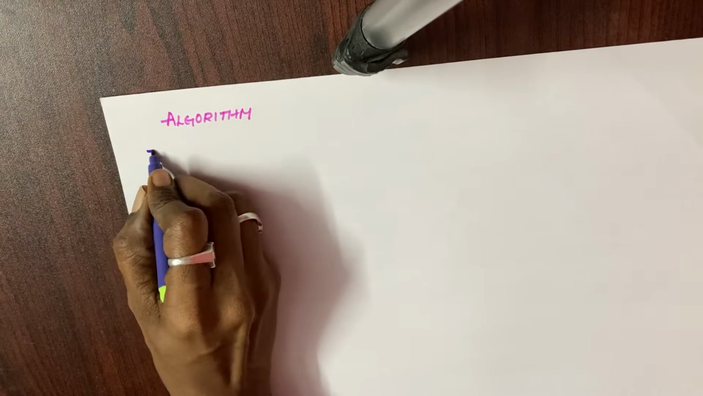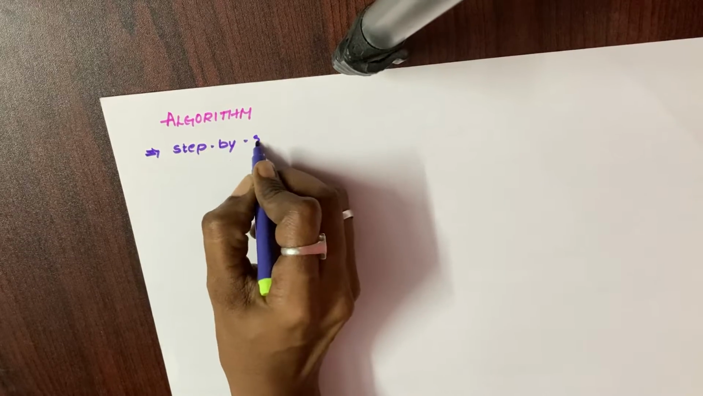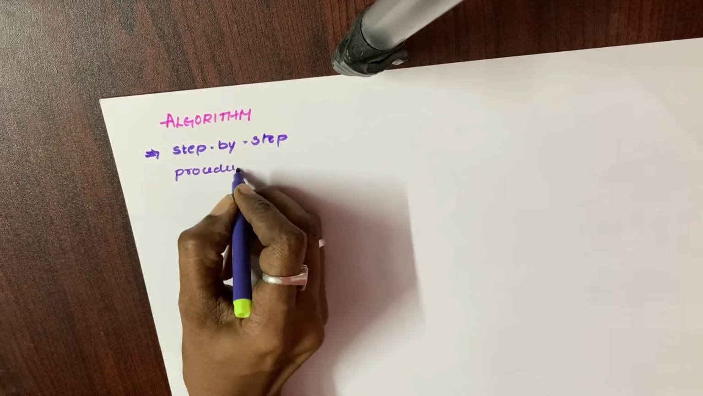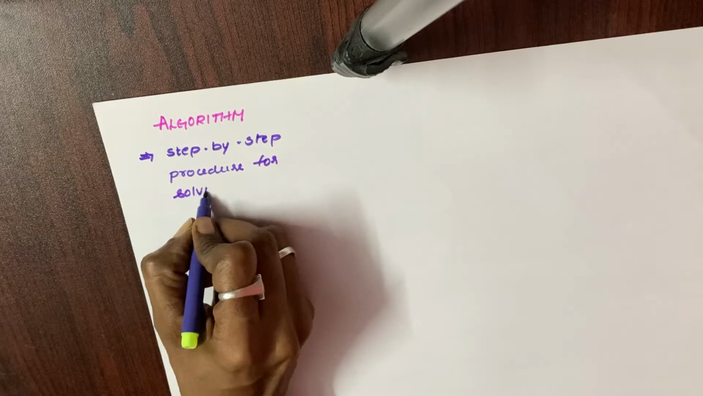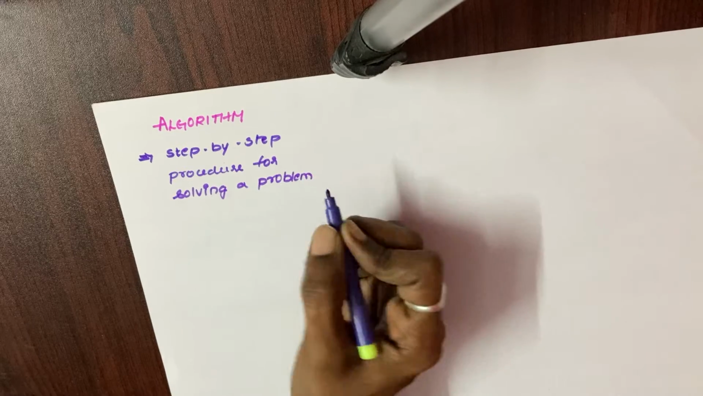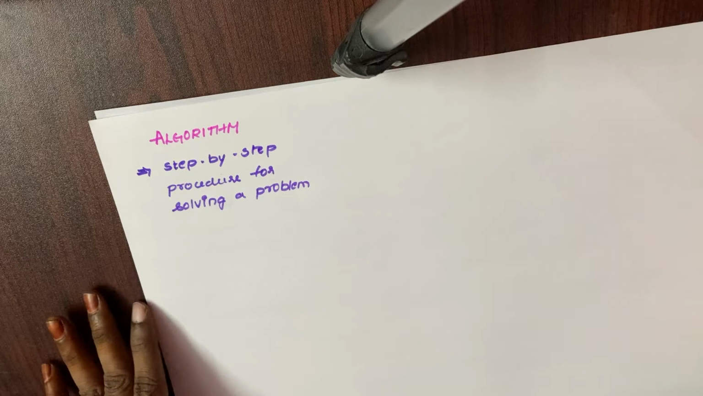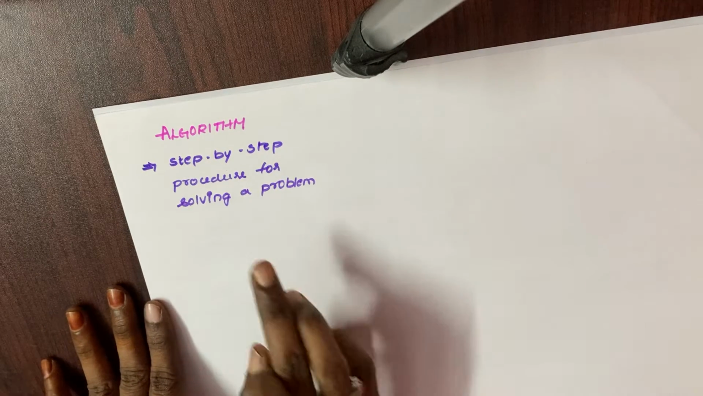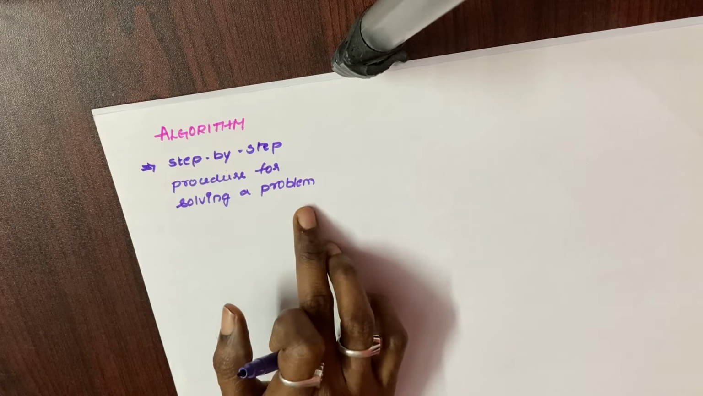The definition of algorithm states like this: it is a step-by-step procedure for solving a problem. So, whatever the problem, we are going to solve that problem in a step-by-step manner. Okay, for that purpose, we are using the algorithm. So, the definition of the algorithm can be stated as a step-by-step procedure for solving a problem.